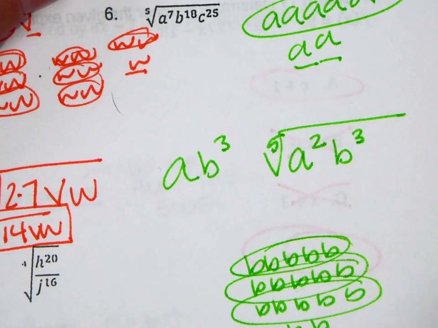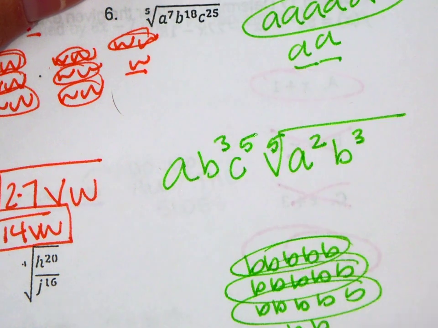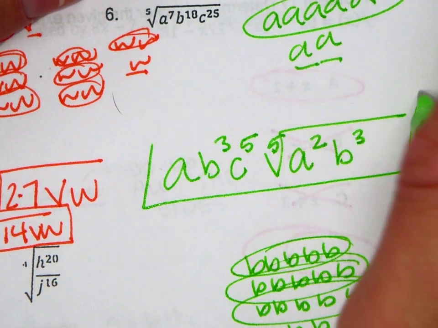All right, and then 5 goes into 25 5 times, so I'm just going to write C5, and there's nothing left over because that one works out evenly.